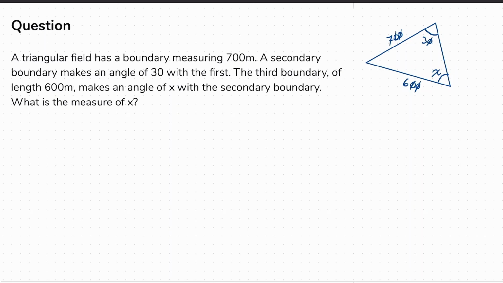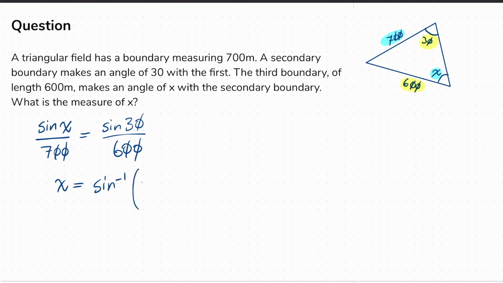We can see that we've got a side opposite an angle, and another side opposite another angle. So I can label either of these A or B as long as I'm consistent, right? So as long as I say that sine x over 700 is equal to sine 30 over 600, x is going to be equal to inverse sine of 700 times sine 30 over 600.